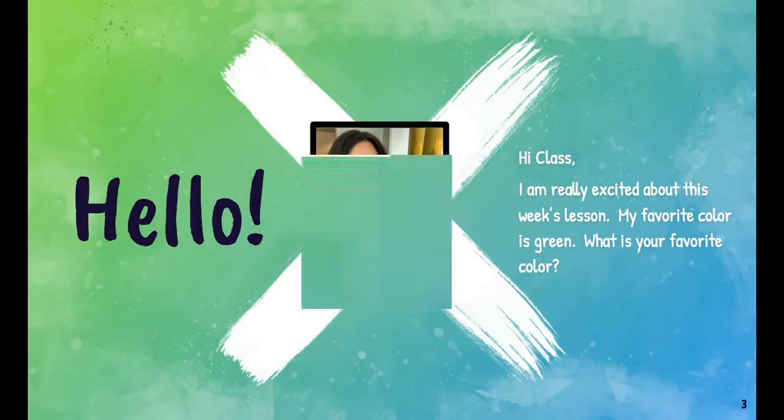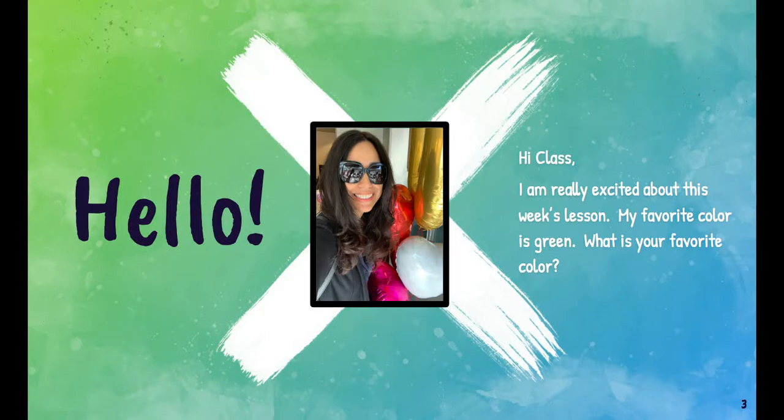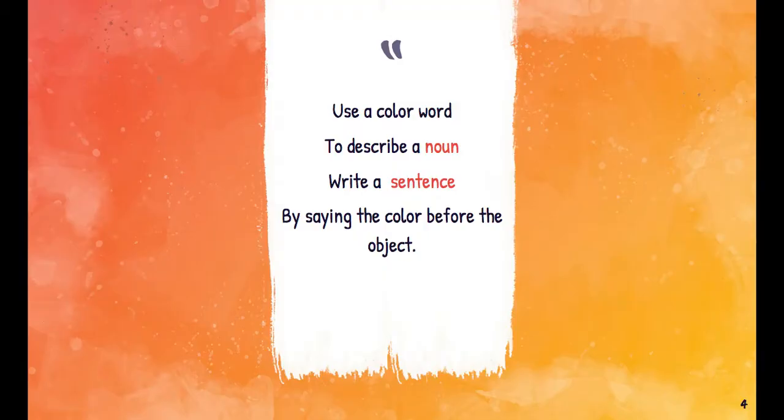My name is Miss Ellie, and I'm really excited about this week's lesson. My favorite color is green. What is your favorite color? Use a color word to describe a noun. Write a sentence by saying the color before the object.